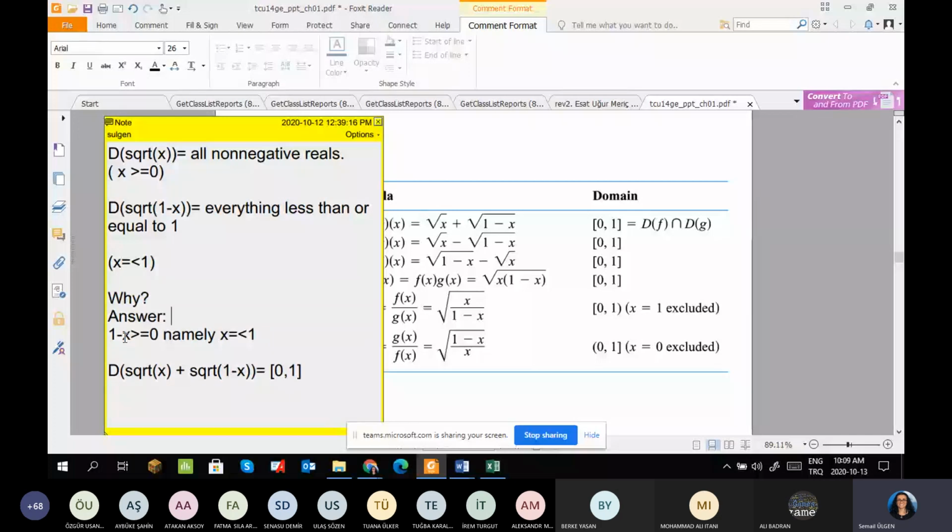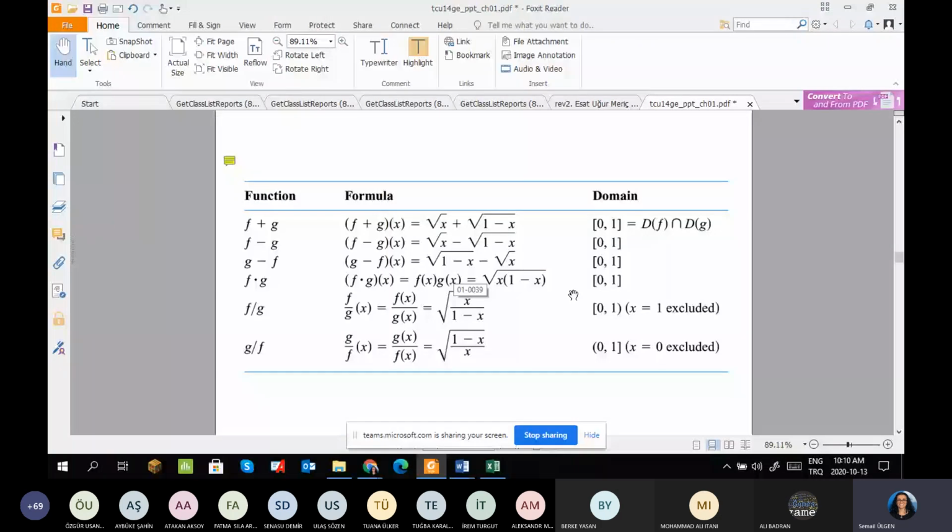And then if you combine the two by addition, the domain is going to be just 0 to 1. Why is that? We just take the intersection of the domains. The intersection of this set and this set is going to give you [0, 1], and 0 and 1 are both included. Similarly, when you're taking addition, subtraction, multiplication, you are going to take the intersection of the domains.